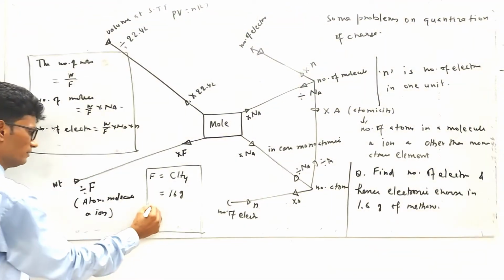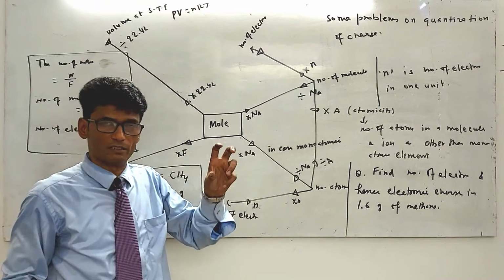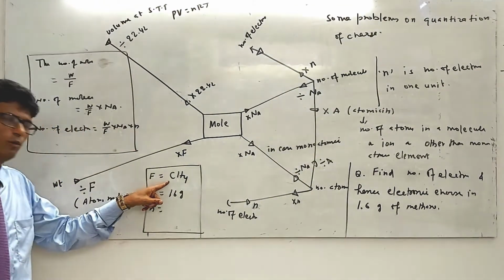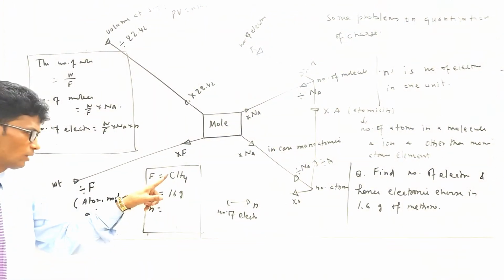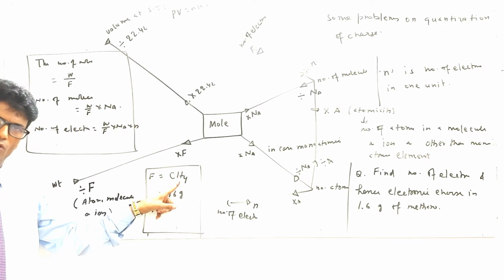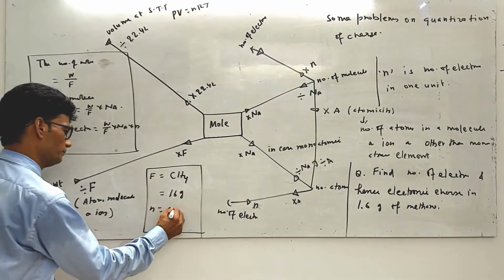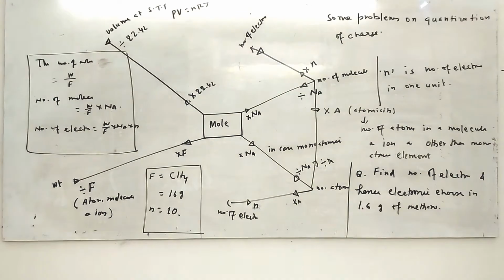What is small n? Small n is number of electrons in 1 unit. Here 1 unit is 1 molecule of CH4. So carbon has got 6 electrons. Hydrogen each gets 1 electron, 4 of them is 4 electrons. 6 plus 4, 10 electrons. So n is equal to 10.